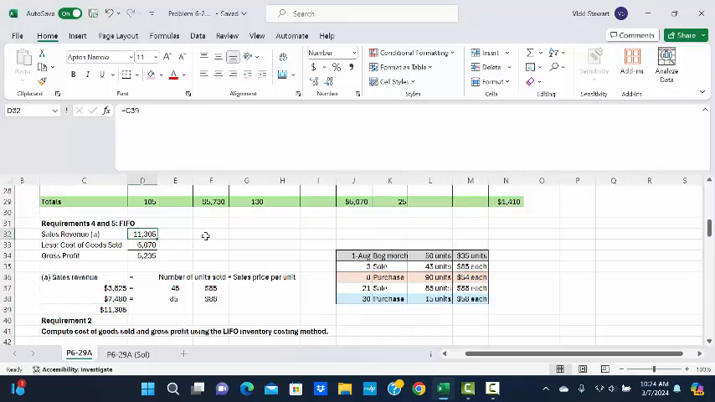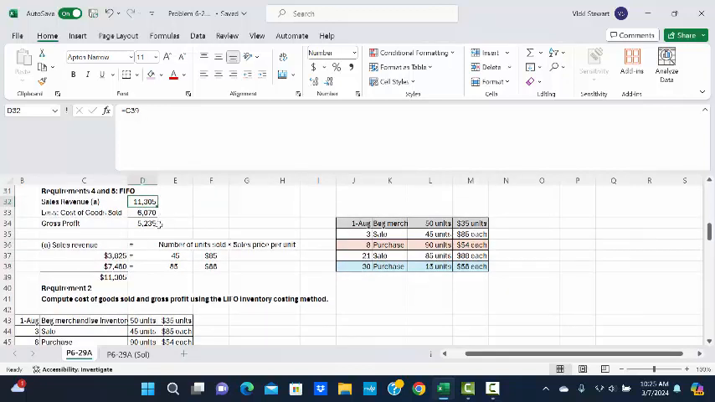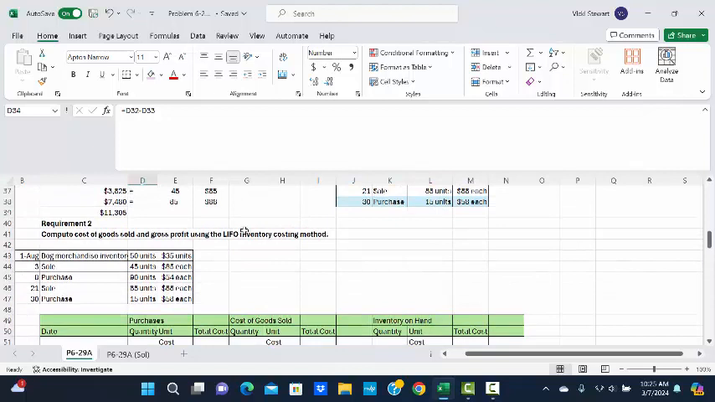So that 11,305 will not change no matter which inventory method you use. So I won't calculate that again, but you can see how we calculated it, and you will see that same amount when we do LIFO and weighted average. When we subtract the cost of goods sold, 6,070, from revenue of $11,305, we get gross profit, which was requirement 5 under FIFO, of $5,235.